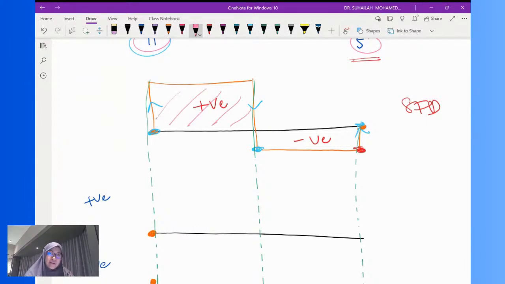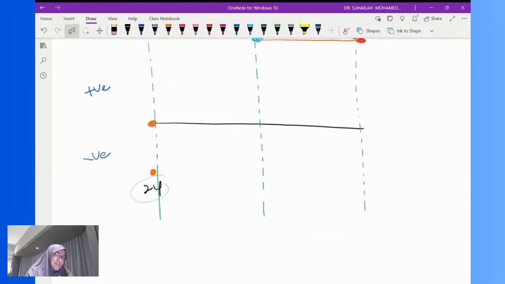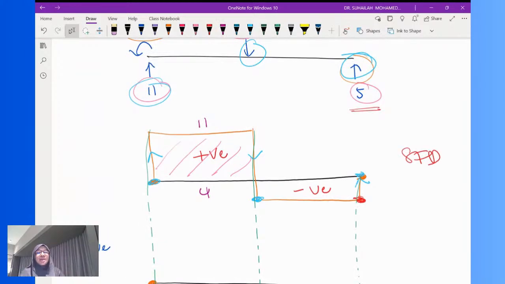Find the area of the shear force diagram from A to B. This one is 11. The length, the distance, is 4 meter. The force is 11. So it is negative 24, and we have to add because in the shear force diagram, it is positive.